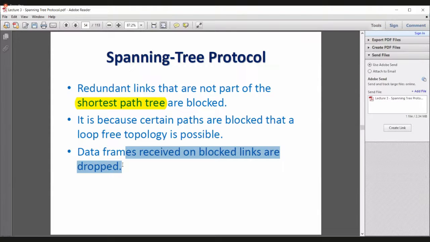User traffic means computers and devices introduce some traffic based on human interaction. We click on something, then it introduces frames. So such traffic is not accepted through the blocked link, but to wake up or pop up, the blocked port accepts such administrative traffic to notify such changes, right?